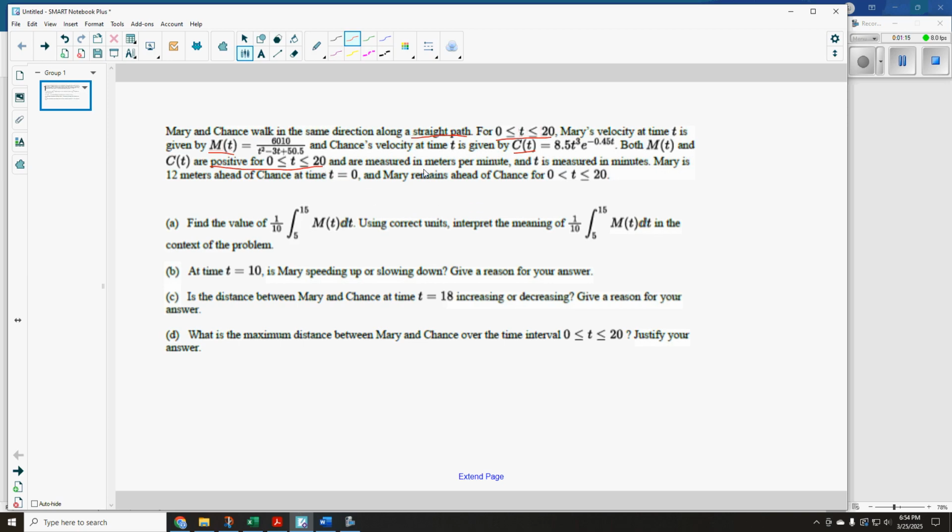And they're giving us the units, which is meters per minute, because they're going to ask for units as part of the problem. And t is measured in minutes, which I guess we could have figured out because it's meters per minute, but that's redundant. Mary is 12 meters ahead of Chance at the beginning. So she's got a head start, and she remains ahead of Chance the entire way. Also an important piece of information. There's a lot of information in there. So let's attack it one piece at a time.